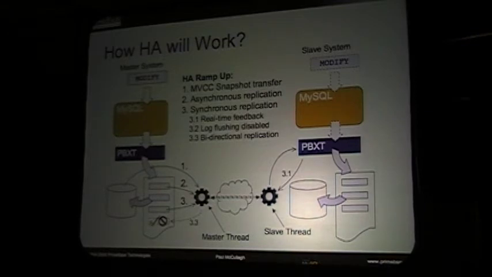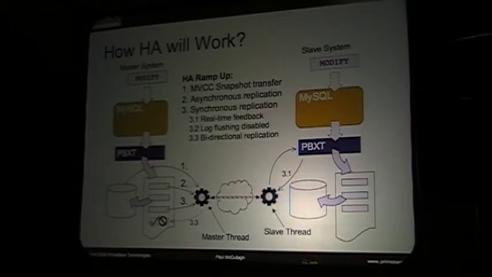So we change gears now a little bit and have a look at, as I said, where we're going with PBXT. How will HA actually work at the engine level with PBXT? It involves a kind of ramp up. I've called it a ramp up. I've got a master system here, the slave system there, and this ramp up has 3 stages.